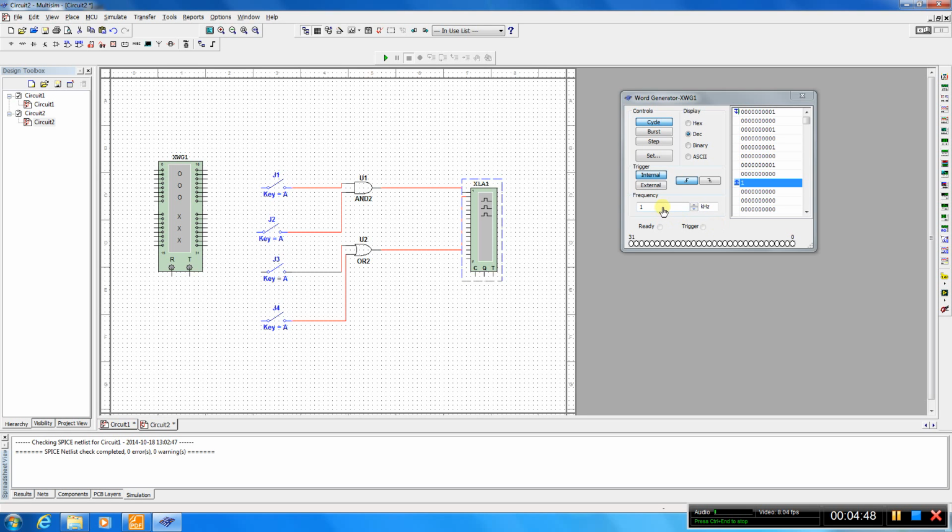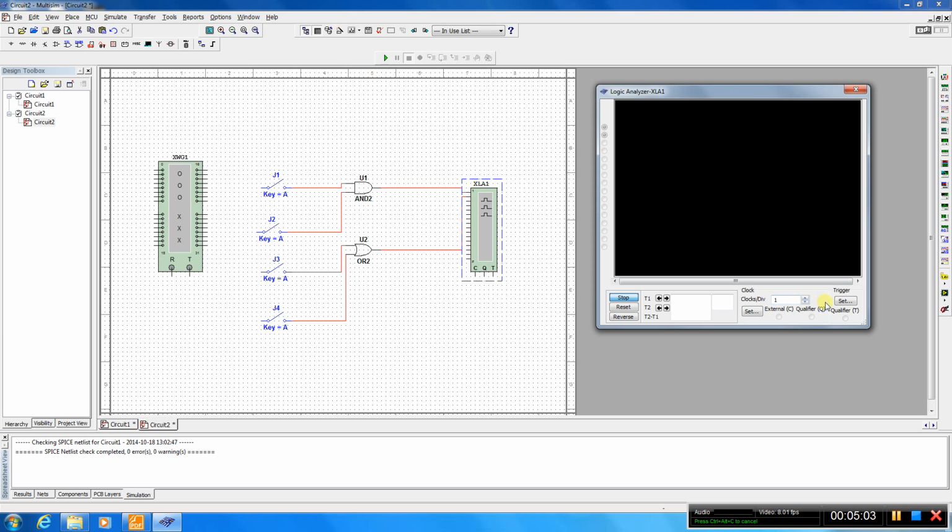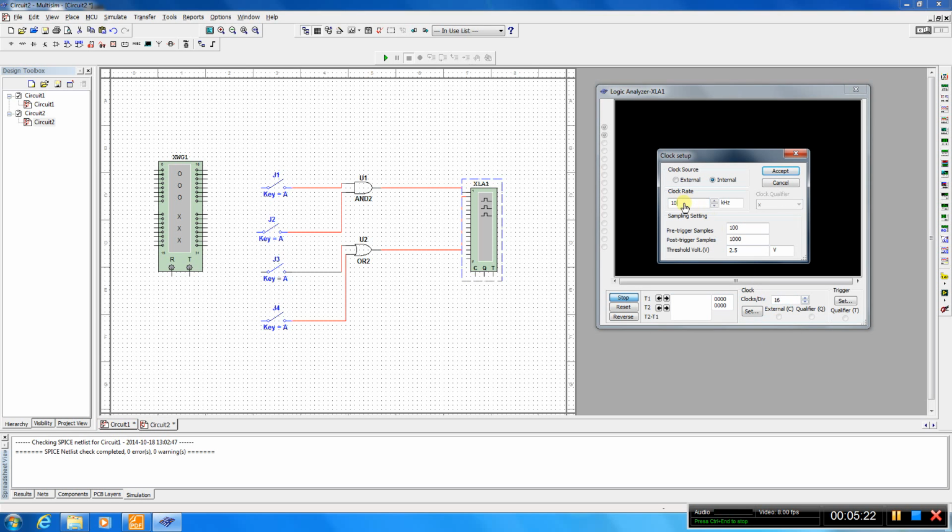But before I can continue, the frequency with which this cycle will be generated is 1 kilohertz, as you see here. So we need to set something here as well. Let's set this clocks per division to 16. So we will see 16 cycles on this logic analyzer per screen. And also here, let's set this. For reasons I will explain later during our classes, we need the clock rate to be 2 to the power n of the initial frequency of the word generator.